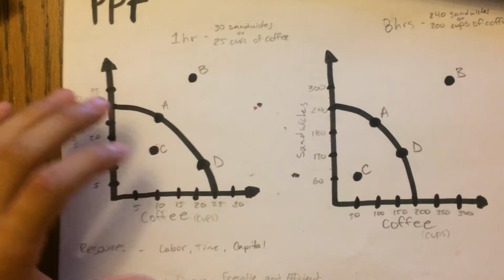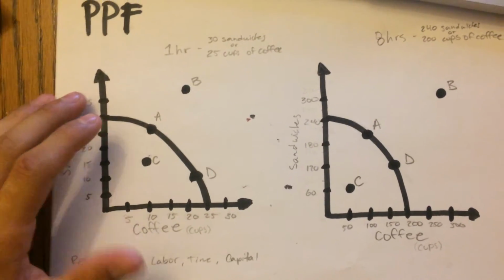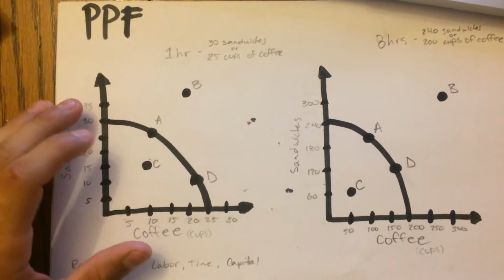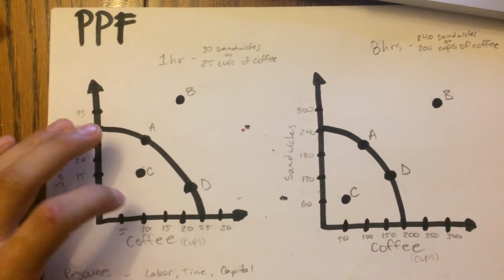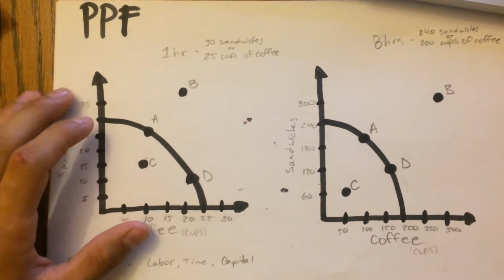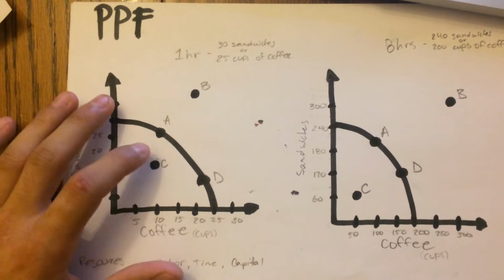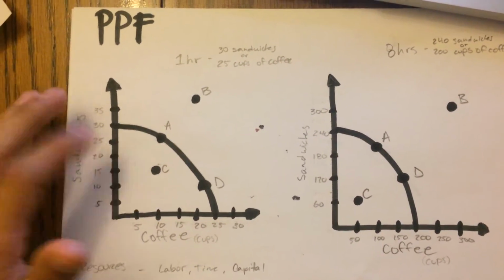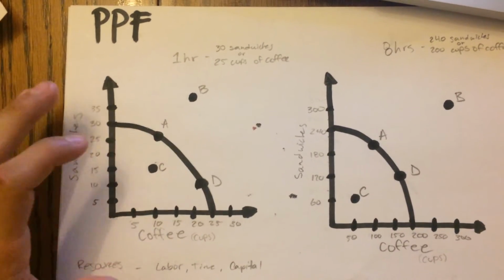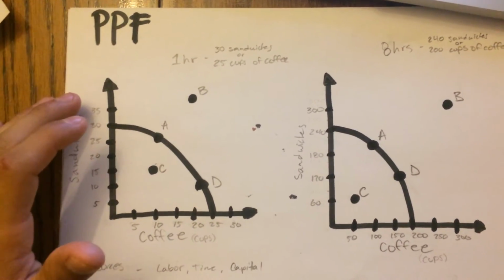Point C is inside the curve, making it feasible, so I have enough resources to make the 15 sandwiches and the 10 cups of coffee. But I'm not using my resources efficiently, so it makes point C inefficient, making it pointless for me to just make 15 sandwiches and 10 cups of coffee.